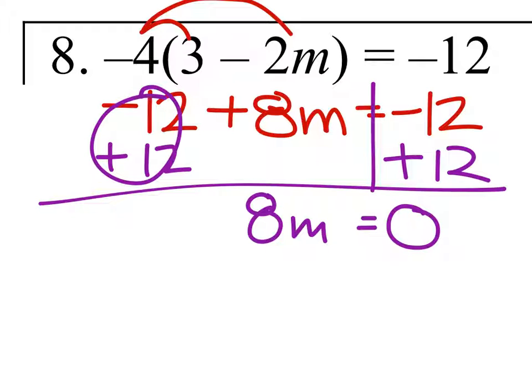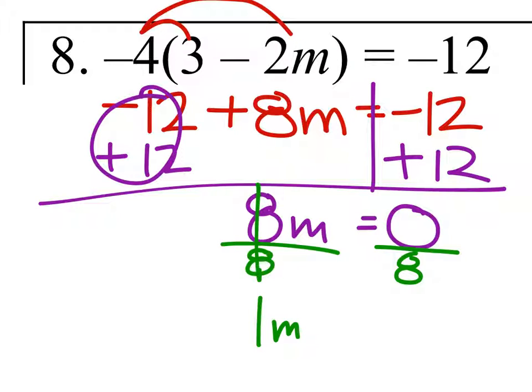Finally, to solve this thing, we would divide both sides by 8. And 8 divided by 8 is 1. That's what we wanted, 1m. 1m has the value of 0 divided by 8. And again, we can get rid of that 1.